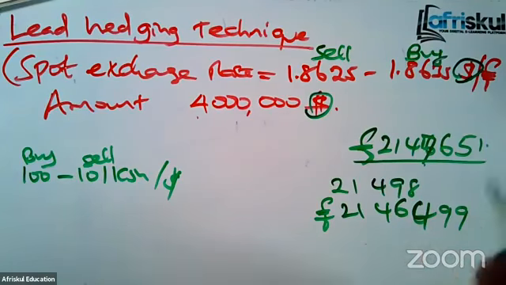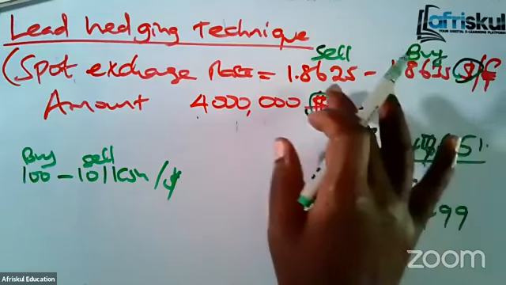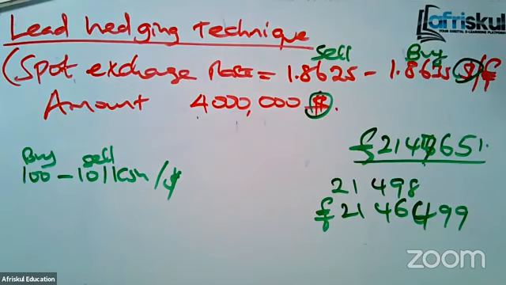So now here, I've been able to define my buy and my sell. That is the first thing we need to do. And then number two, go ahead and define the role of the bank. The role of the bank.